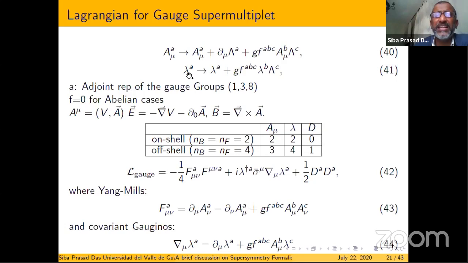Correspondingly, these are the gauge fields, which are spin 1, and this λ is the gaugino field. That means this is the corresponding superpartner, but with spin half. This is called the gaugino field, and it transforms under the same gauge transformation as the gauge particle. This A is the adjoint representation of the gauge group, for example U(1), SU(2), SU(3), like 1, 3, 8.